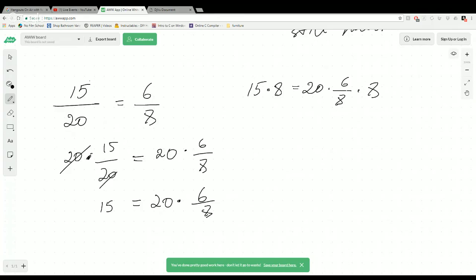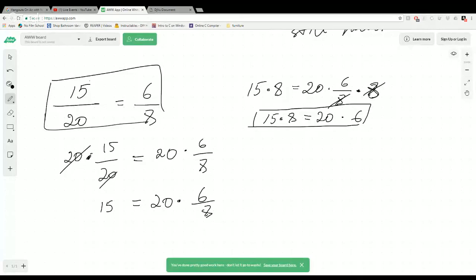Well, why did I do this? Because look, 6 over 8 multiplied by 8, I know that the 8s cancel. And what do I have now? I have 15 times 8 equals 20 times 6. Now look at this expression and look at where we started.